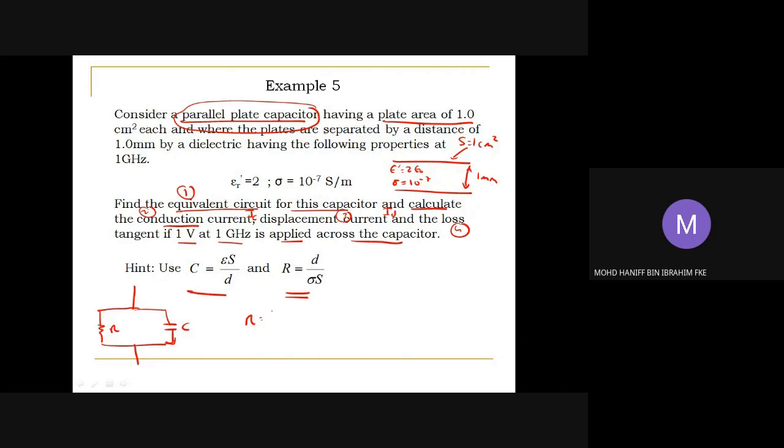which is the distance between the plates, 1 millimeter, 1 times 10 power negative 3, divided by sigma, which is 10 negative 7, multiplied by the area S, which is 1 cm squared, which is 1 times 10 power negative 4. So that will give us the resistance equal to 1 times 10 power of, this is negative 11, this is negative 3, so we have a power of 8 ohm. So that should be your resistance based on these methods of calculation.